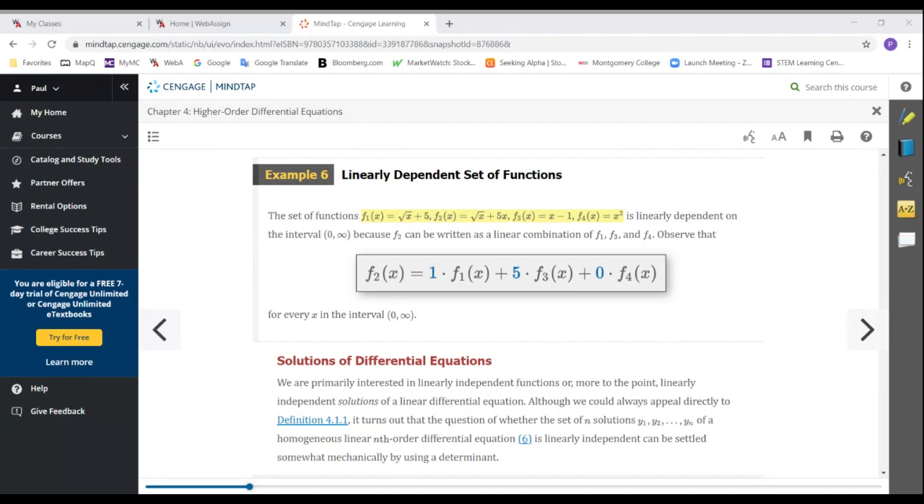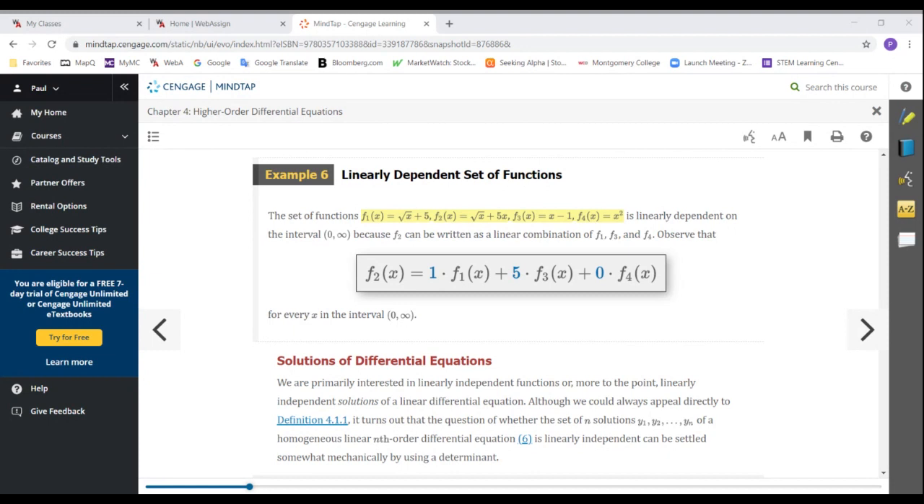Professor, so what they're saying is that the domain is what they can share. Well, over the interval 0 to infinity, and that's because you got the square root of x there. Yes, those functions are linearly dependent. All it means is one function can be written as a linear combination of the other functions. That's what it means. Any one function can be written as a linear combination of the other functions.